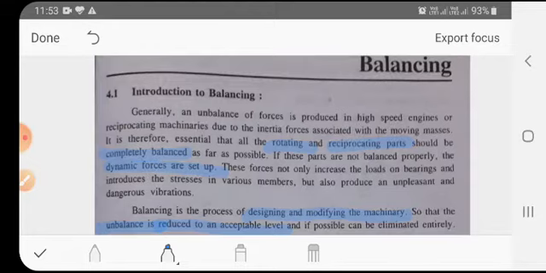Not only does the dynamic force increase the load on the bearing and introduce stresses in the various members, but it also produces unpleasant and dangerous vibration during machining operation. So I would like to show simple video animations of how to balance IC engines.